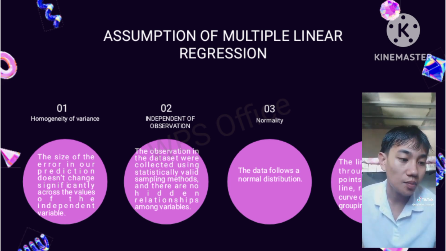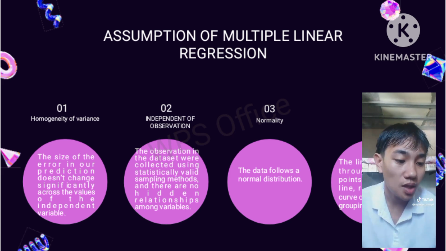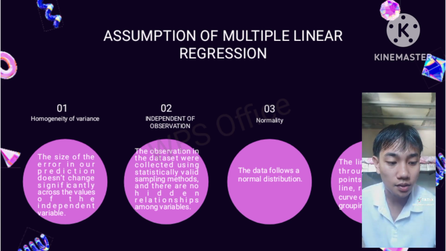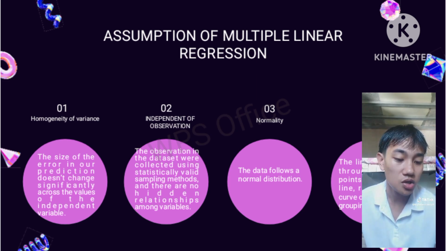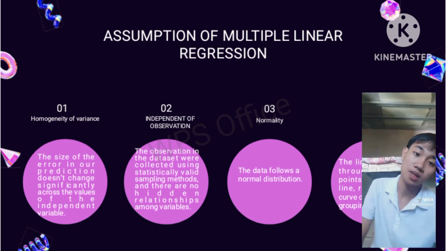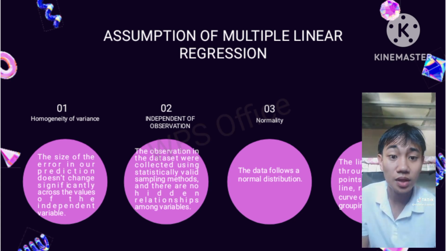Okay, next is the independence of observation. So, in linear regression, independence of observation refers to the assumption that the observations in the data set are independent of one another. This means that the value of one observation does not influence or is not influenced by the value of another observation. It is a key assumption for the validity of statistical inference in regression analysis. Dito sa independence of observation, ibig sabihin, yung halaga ng isang observation ay hindi nakakaapekto o naaapektuhan ng halaga ng ibang observation.